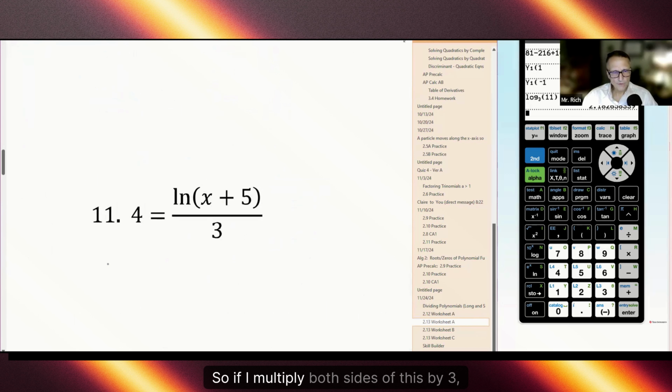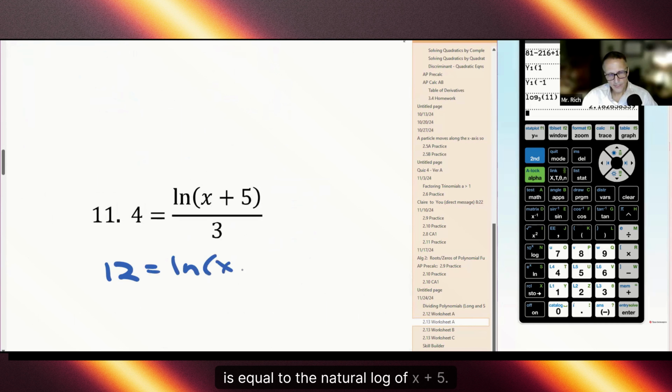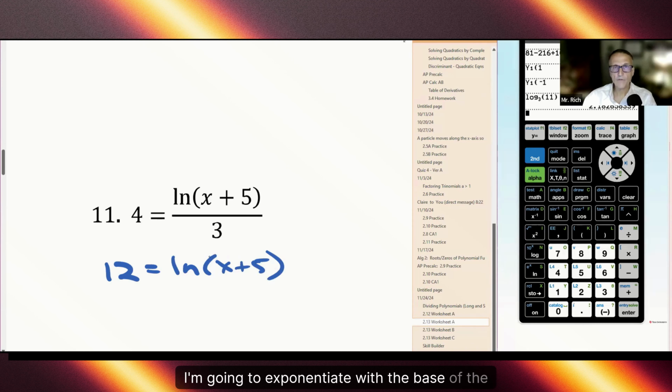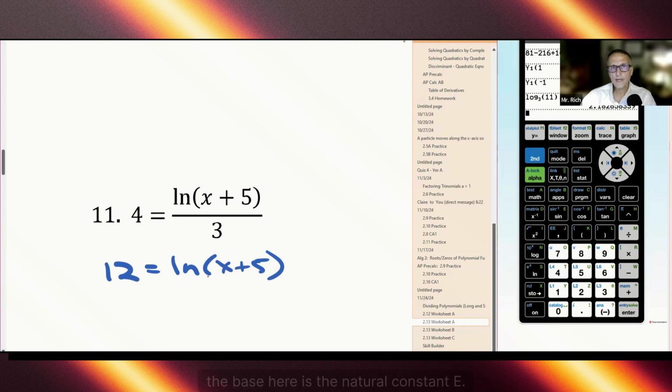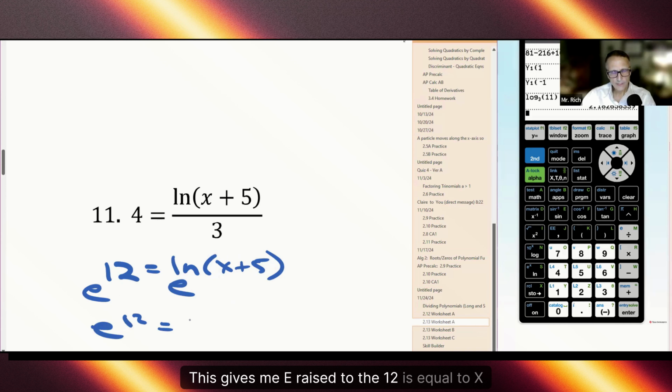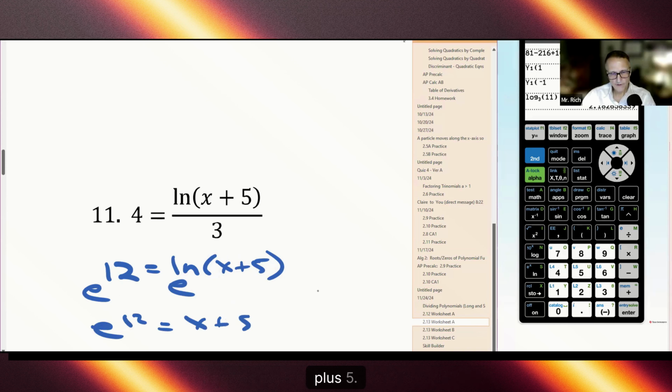So if I multiply both sides of this by 3, I get 12 is equal to the natural log of x plus 5. Well, I'm going to exponentiate with the base of the logarithm like I did in the previous 2 problems. It's just that the base here is the natural constant e. So I am going to exponentiate with e on both sides. This gives me e raised to the 12 is equal to x plus 5.